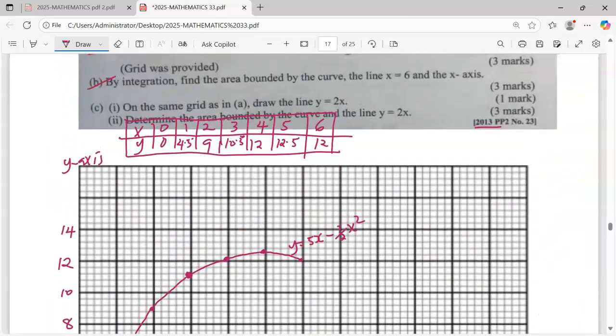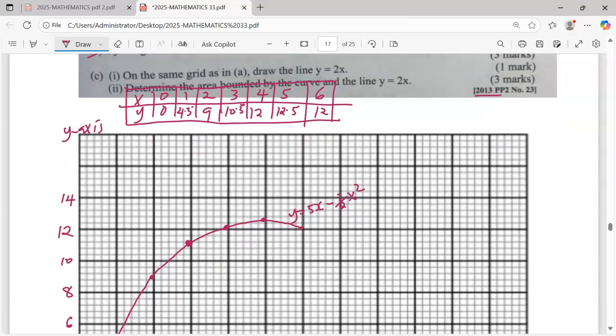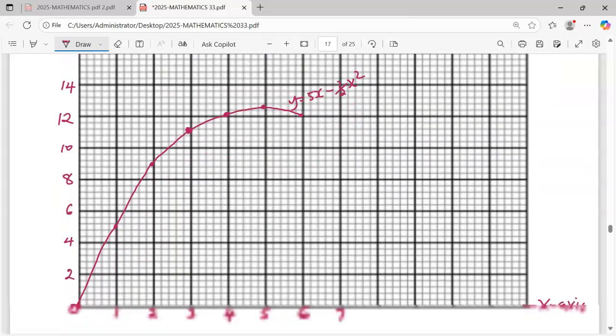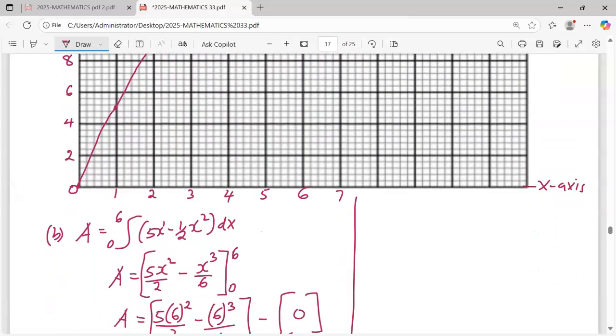In the next part of the question, that is C, on the same grid as in A, draw the line y is equal to 2x. For us to draw the line y is equal to 2x, we need a table having the values of x and y.